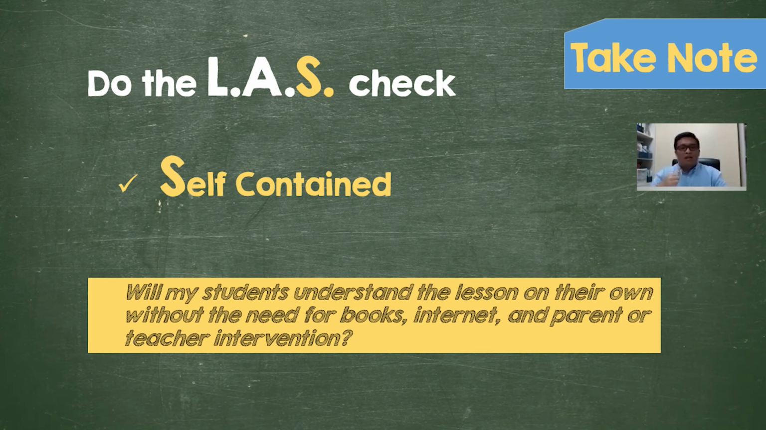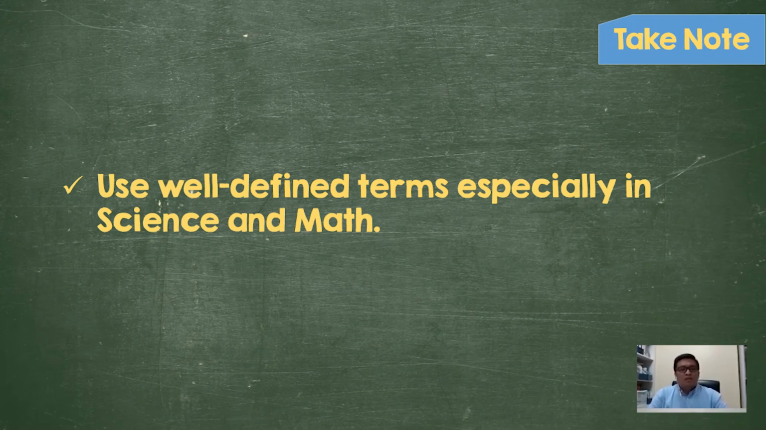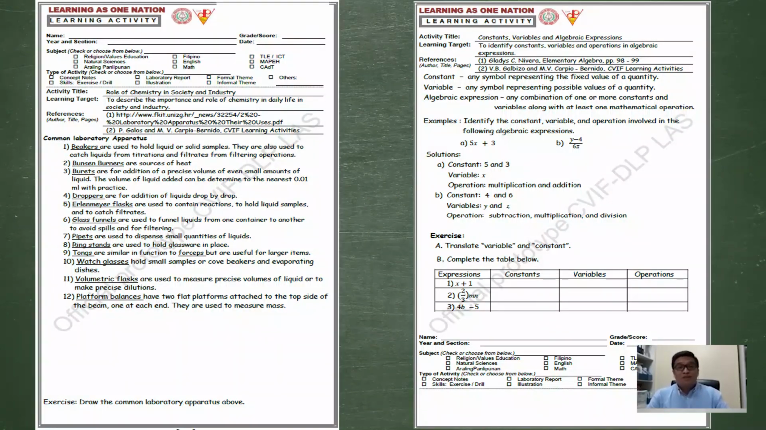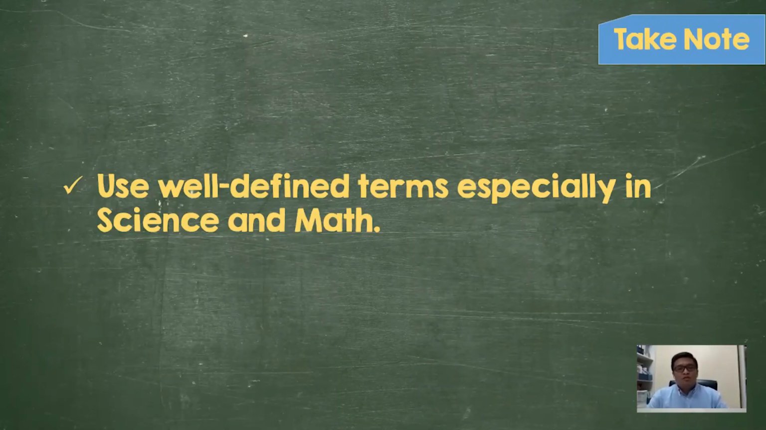So we can do the LAS check: the layout, if it is appropriate and accurate, and most importantly, if it is self-contained. Other tips that I want to share with you: number one, when you're writing your LAS, make sure you use well-defined terms, especially for subjects like math and science. Sometimes a student finds the lesson difficult not because of the lesson per se, but because of the terms that we use. So we have to make sure as teachers that we provide them with the definitions of the terms so that they'll be able to understand the lesson better. This is the part wherein we will unlock the difficult words for them.